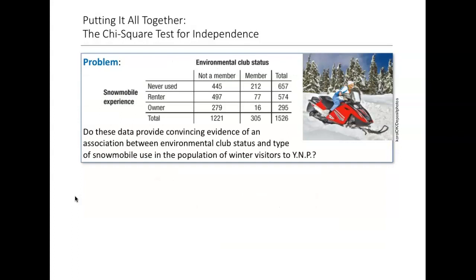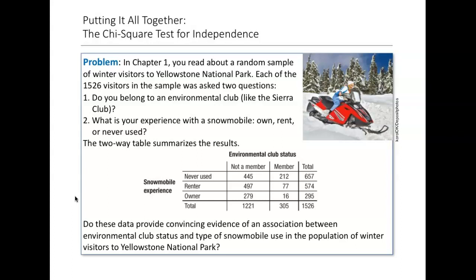All right, so I'm not going to make us do all the full-on check condition, but I want you to run the test in your calculator for this. So we took a random sample of winter visitors to Yellowstone National Park, and we asked them two questions. Do you belong to an environmental club like the Sierra Club? And what's your experience with a snowmobile? Own, rent, or never used? And then we have a two-way table that summarizes the data. Do these data provide convincing evidence of an association between environmental club status and the type of snowmobile use in the population of winter visitors to Yellowstone National Park?